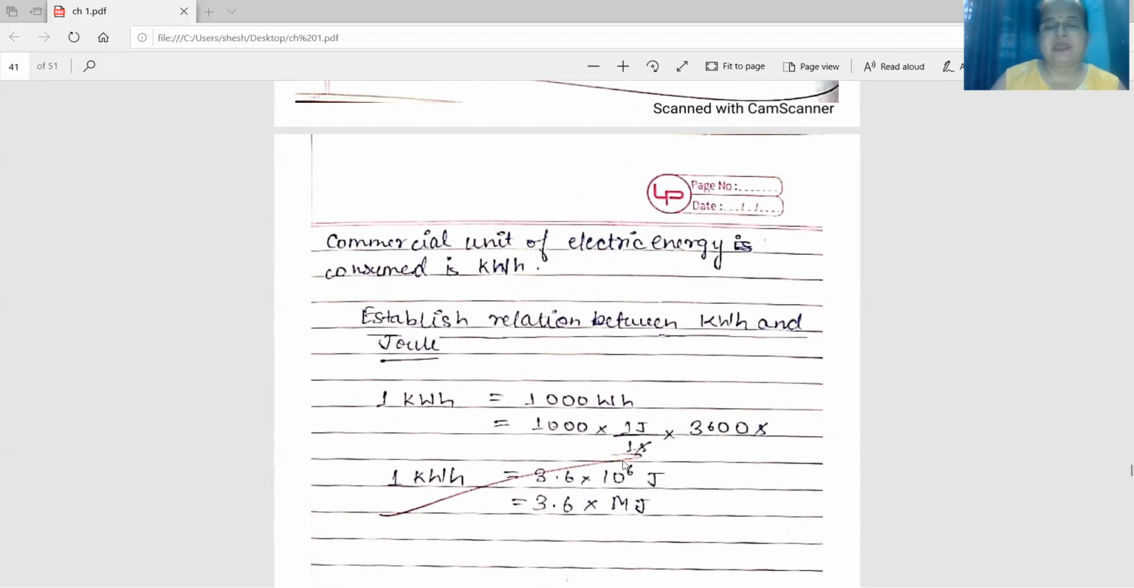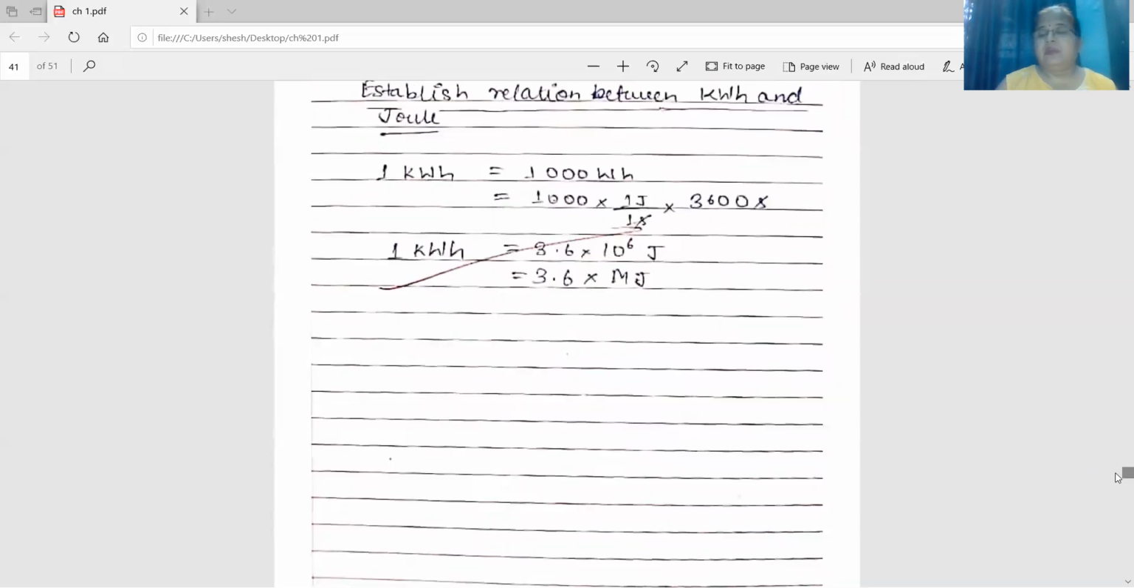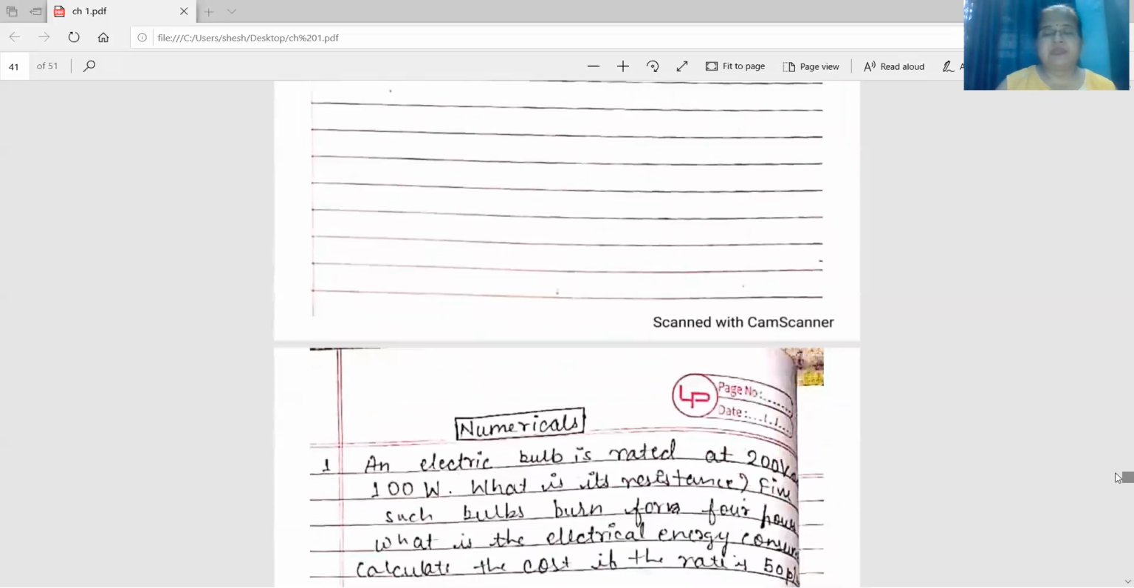Second will get cancelled. You are getting 36 into 10 to the power 5 joule. In scientific notation, you will get 3.6 into 10 to the power 6 joule. So 1 kilowatt hour is equal to 3.6 into 10 to the power 6 joule. This is equal to 3.6 megajoule. 10 to the power 6 is mega, and we represent it with capital M. So 1 kilowatt hour is equal to 3.6 megajoule. Now you will get numericals based on electric energy and electric power.